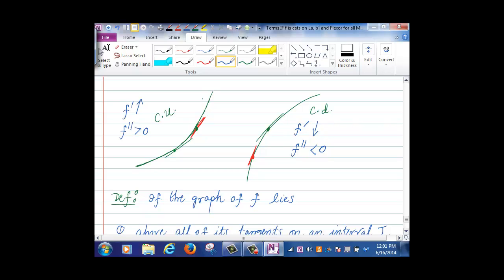So that means if I want to determine where the function is concave up, all I have to know is where the second derivative is positive. If I want to know where the function is concave down, I have to know where the second derivative is negative. Okay. Is everybody clear on that discussion? At the end of this discussion, all I have to remember is to determine where the function is concave up or down, I have to know where the second derivative is positive or negative. Okay, so let's do that in the next example.